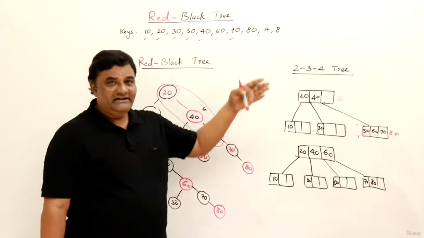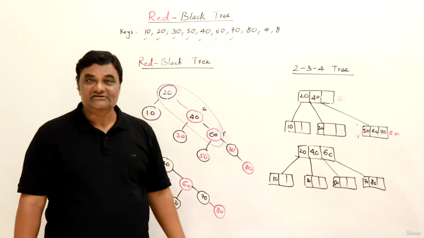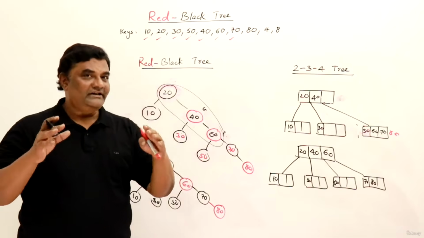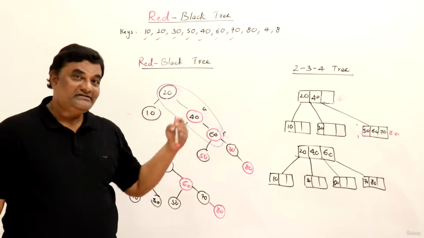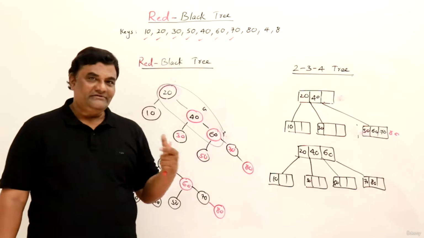Now remaining keys 4 and 8, you do it. So I have shown you a sufficient number of key insertions. Now you know how to create a red black tree and how it is related to 2, 3, 4 trees. So that's all in this video. Practice this one by yourself.